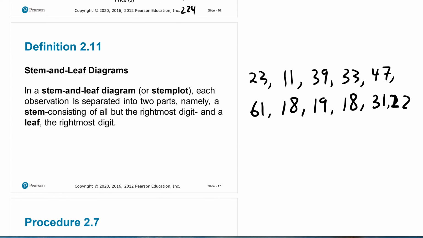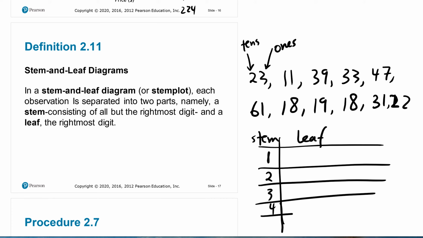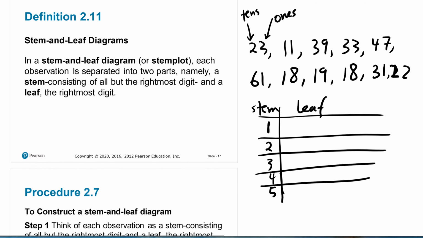So the way we construct a stem and leaf plot, in the stem we put the tens digit, and in the leaf the ones digit, tens and ones. So this is the tens digit, this is the ones or the units digit. So what's the smallest number? I see 11, so there's a 1 here. We go 2, 3, 4, 5, and the max I see is 6.